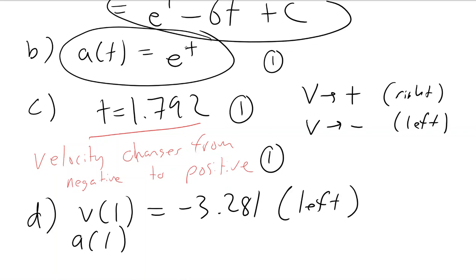And then a of 1, I've got a of t up here. So that would be e, which is about 2.718. So this is positive. So the rate of change is increasing. So if this is negative and this is positive, is that speeding up or slowing down?